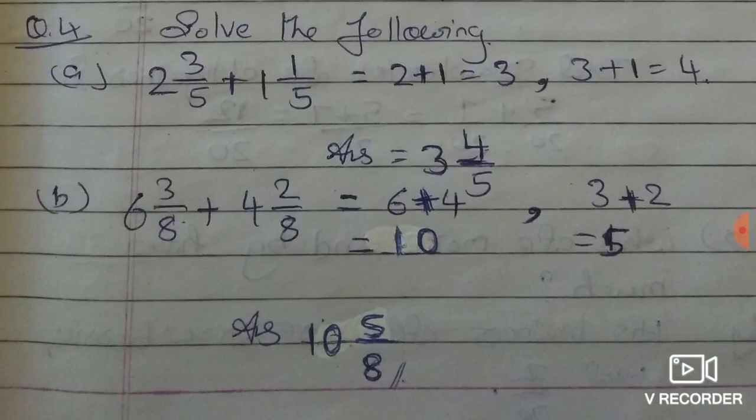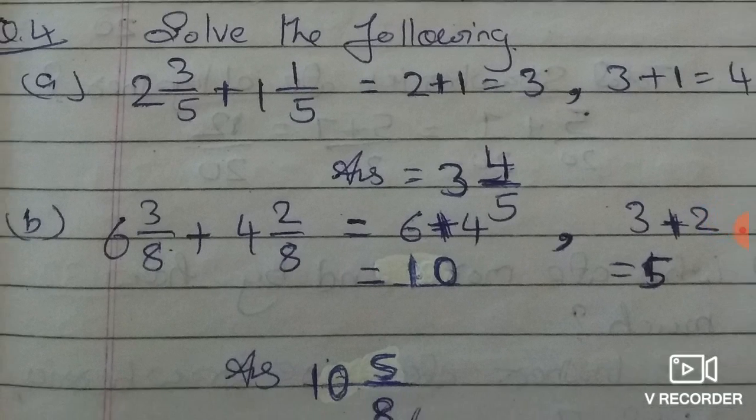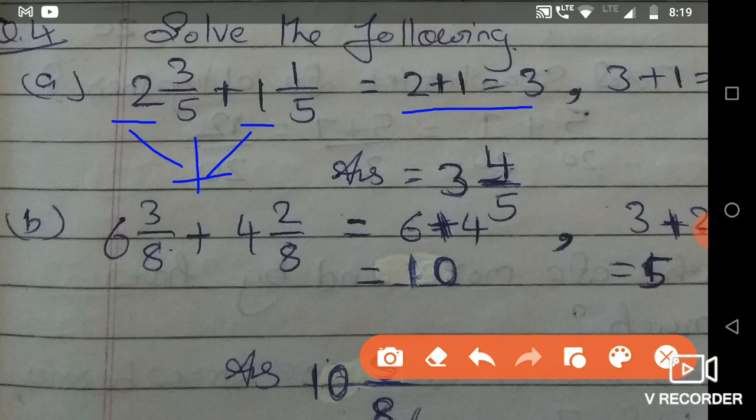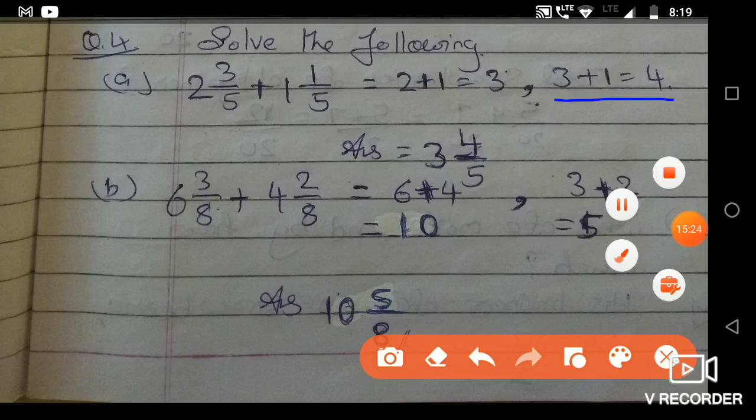Next, here you can see the addition method is there. So our question is in the form of mixed fractions. The very first thing, we have to separate the mixed fraction into its particular parts. So here we add both the integers, that means write 2 plus 1 equal to 3. Then we add both the numerators, 3 plus 1 equal to 4.